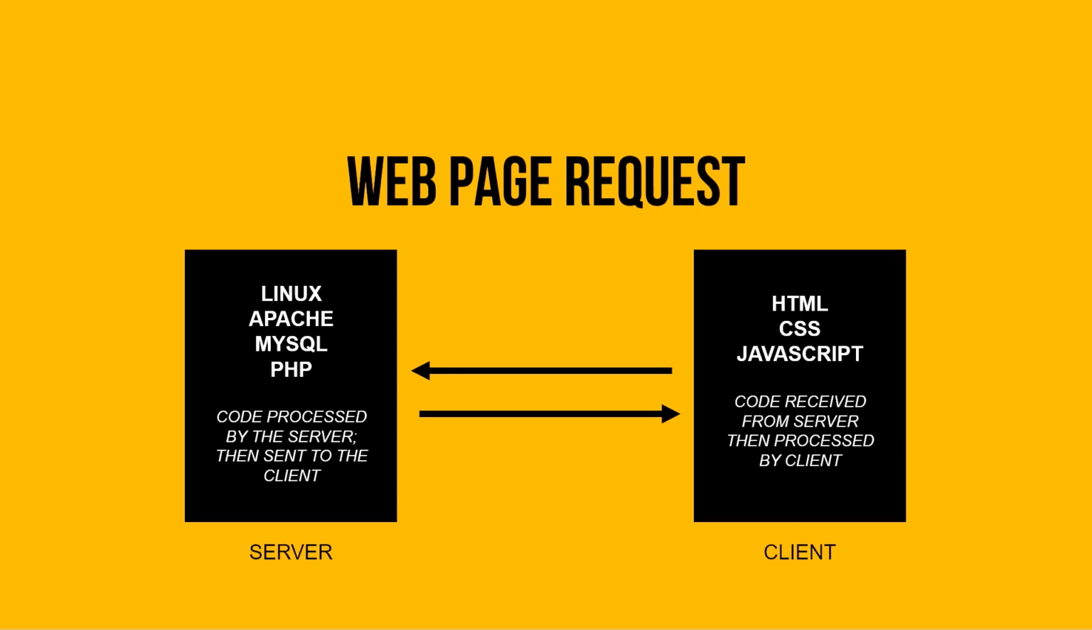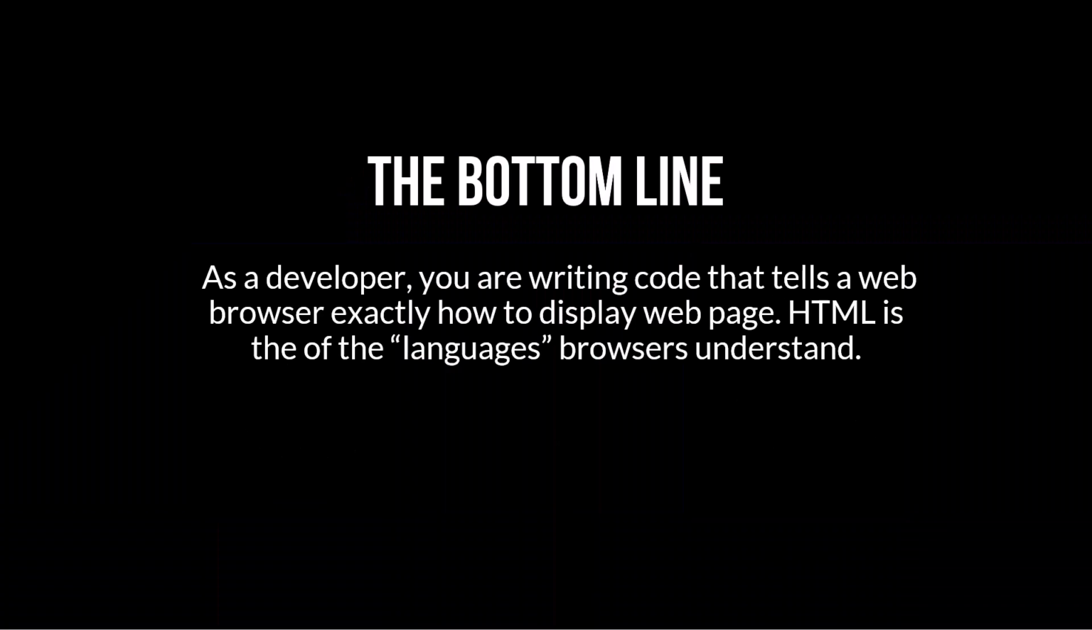And so it is the browser that then looks at that code that the client received and figures out how to display that code. And so that is why HTML, CSS, and JavaScript are called client-side languages, because they are processed on the client side of the equation by the browser. Okay, so again, when we're writing HTML, we are working on the client side, and ultimately the bottom line is that as a developer, you are writing code that tells a web browser exactly how to display a web page, and HTML is one of the languages that browsers understand.